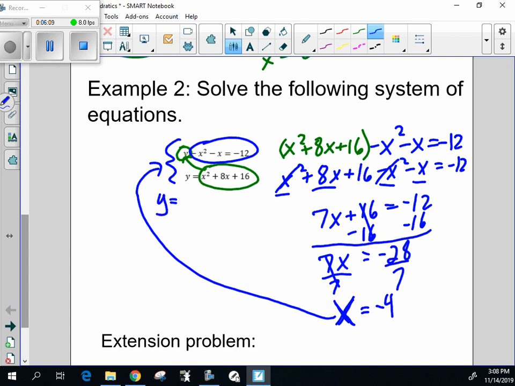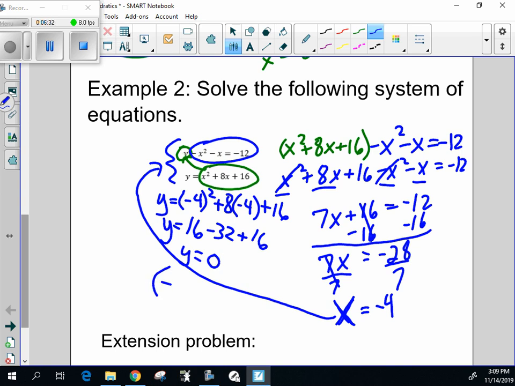Substitute negative 4 in. Anytime I substitute, I make sure to put it in parentheses. That way it helps me not forget that a negative squared is positive. So of course, negative 4 squared is 16. 8 times negative 4 is negative 32 plus 16. Simplify this down, and you get y equals 0. So my x value, we only have one solution here, is negative 4, and the y value is 0. So that's your solution, and that is 4C.